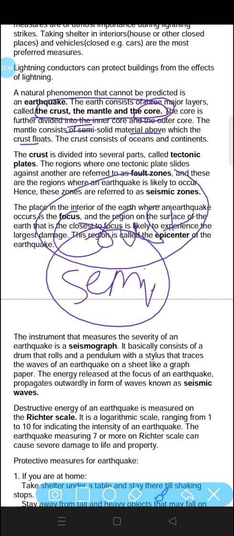The earth consists of three major layers: the crust, mantle and the core. The core is further divided into two parts: the inner core and the outer core. The mantle consists of semi-solid materials, above which the crust floats.